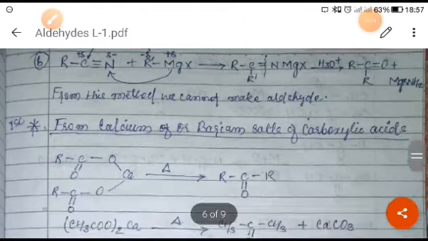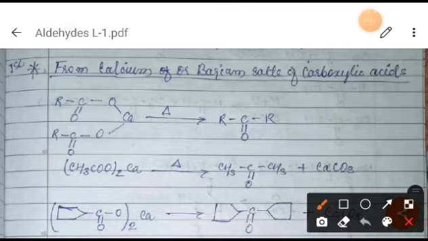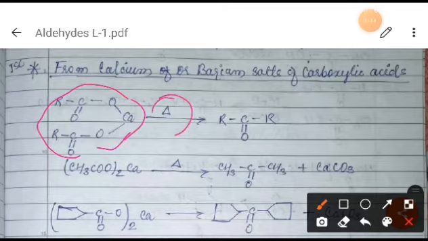Now next one is very simple, from calcium or barium salt of carboxylic acid. So here in this part, we will use calcium or barium salt, and nothing else we have to do, we just take calcium or barium salt and heat that, and it will change into either ketone or aldehyde. So first example, as you can see, when we are taking here calcium salt and we have heated this, this part has come out from here, right?